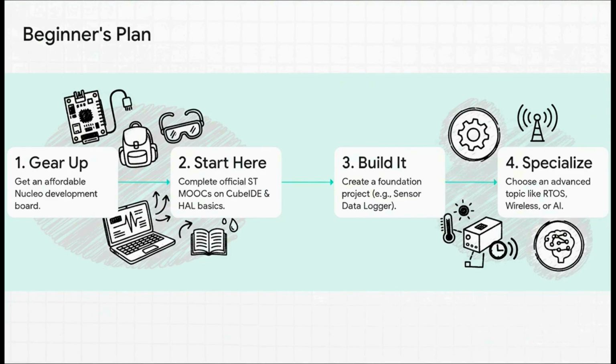Step 1, gear up. Go get yourself an affordable STM32 Nucleo board. They have an integrated programmer and debugger right on board, and they are incredibly well supported. Step 2, start at the source. Go and complete those official ST MOOCs on the Cube IDE and the HAL basics. Step 3, build a foundational project. A sensor data logger is a perfect choice because it forces you to correctly use GPIOs, a communication peripheral like UART, and timers. This is your rite of passage. Then, step 4, specialize. Once you've built that solid foundation, you've earned the right to dive into a topic that really excites you, whether that's RTOS, wireless stuff, or embedded AI.